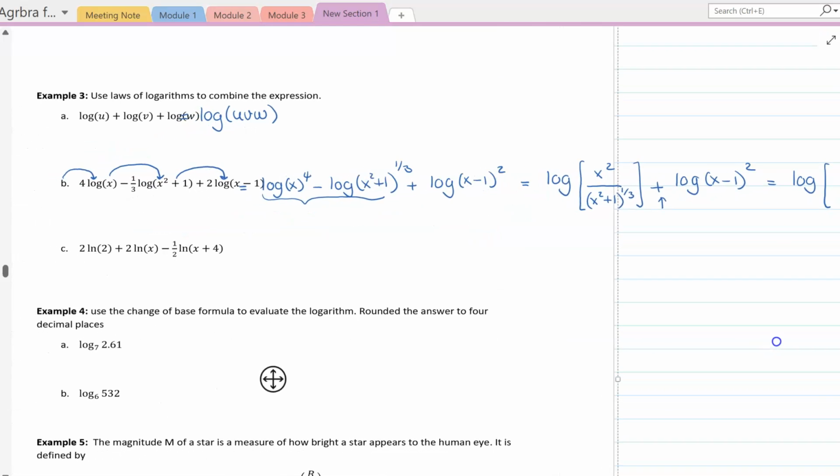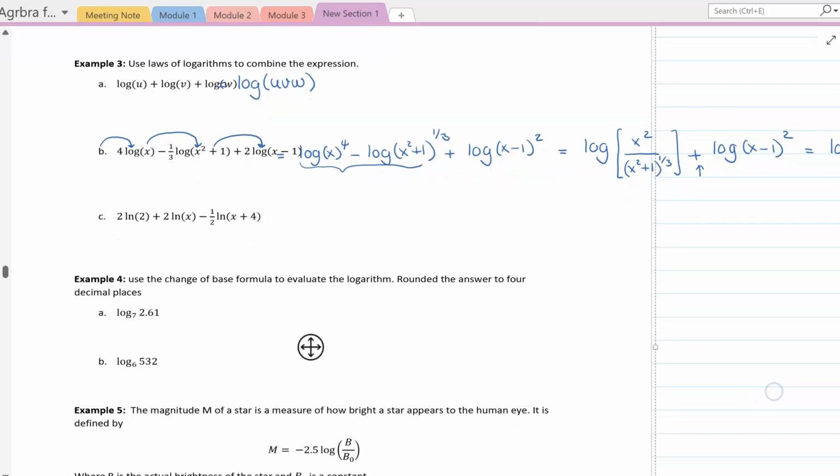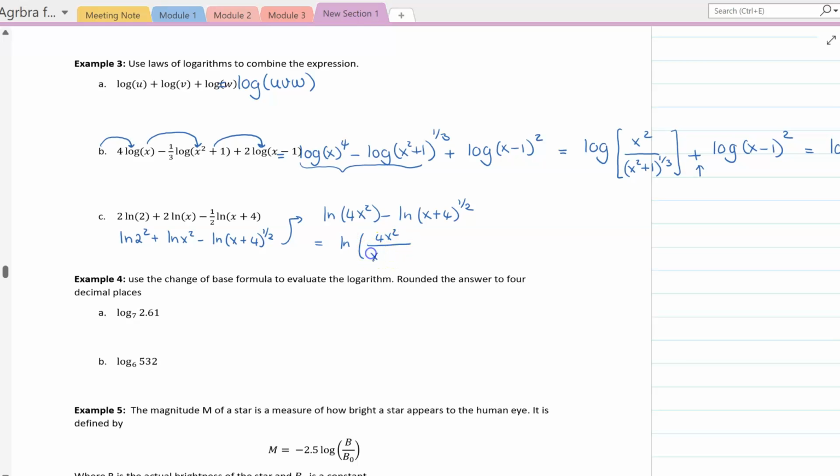or to combine them. In the next one, I'm looking at ln of 2 squared plus ln of x squared minus ln of x plus 4 to a half. So then we're looking at ln of 4 times x squared minus ln of x plus 4 to a half. So combining this, we get ln of 4x squared divided by x plus 4 to the half.